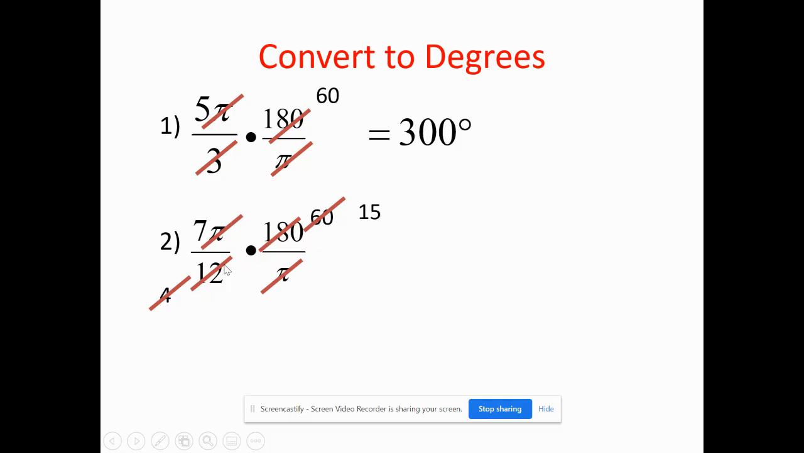Actually, 4 goes into both of those as well. So divide 4 by 4, divide 60 by 4. Now I'm left with 7 times 15, which is a little easier, 105. That should have a degree symbol.